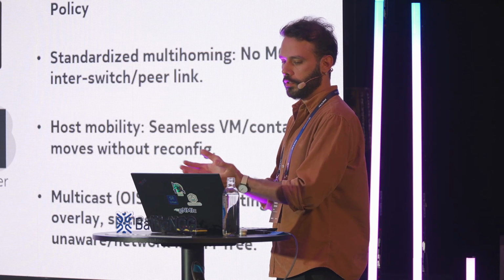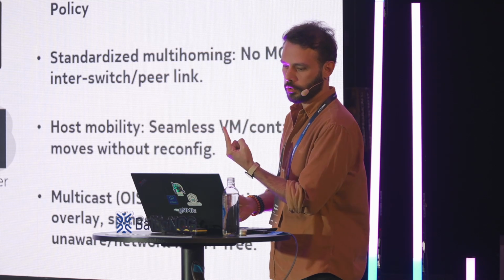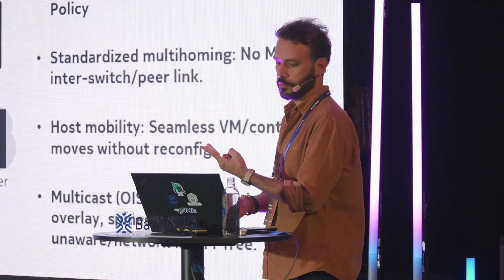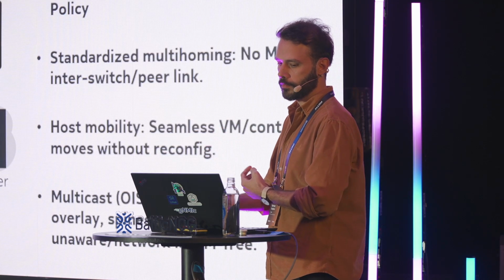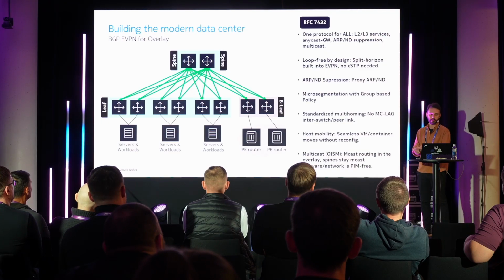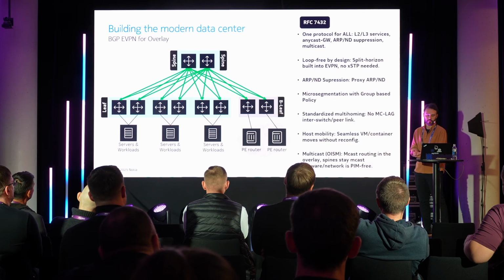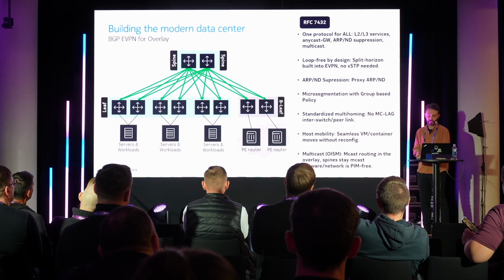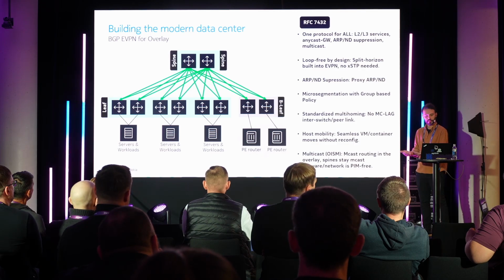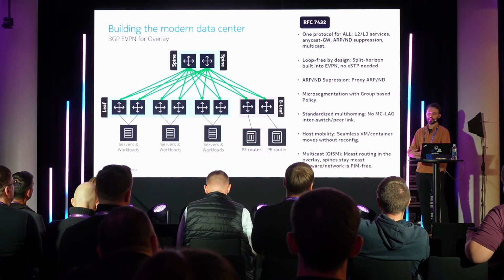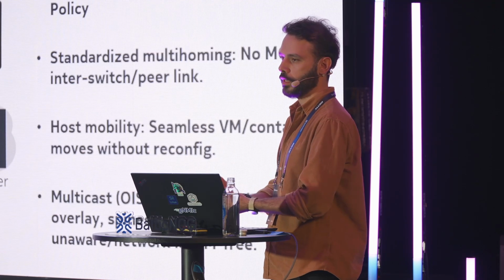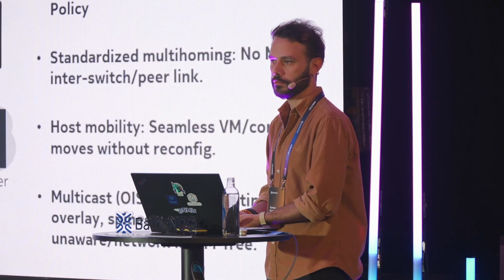So overall, if you look at our data center, we are only running one protocol, BGP, with two families: the IPv4 address family to exchange loopbacks, and the EVPN address family to exchange overlay routes. EVPN is loop-free by design. Split horizon is built into its behavior, so there's no need to run spanning tree or any variety of it. It brings ARP suppression. We can enable proxy ARP at the access level, and then instead of flooding ARP traffic, we propagate it through the EVPN control plane. So that's no more flooding.